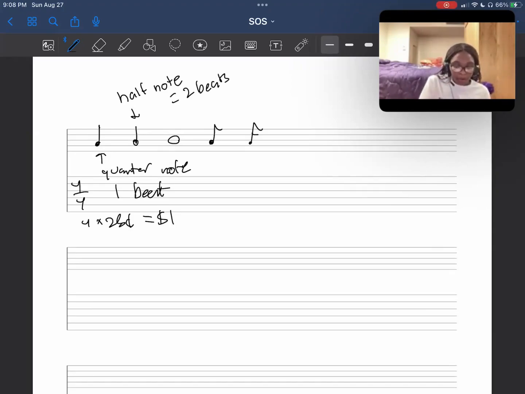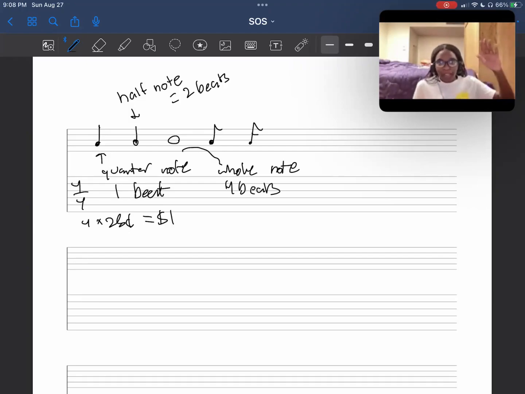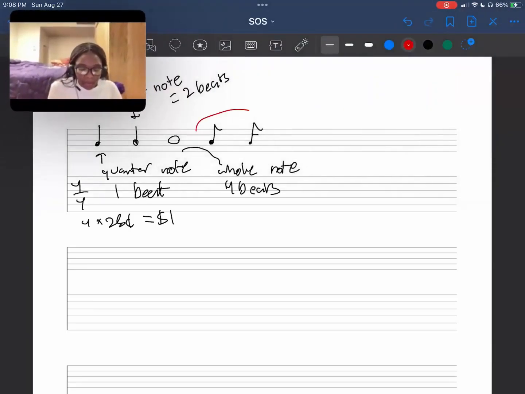Now, whole notes, whole shebang. 4 beats, the whole dollar, 4 quarters. Now, even though it's possible to get bigger, it's just as possible to be smaller. And that are these 2 notes here.